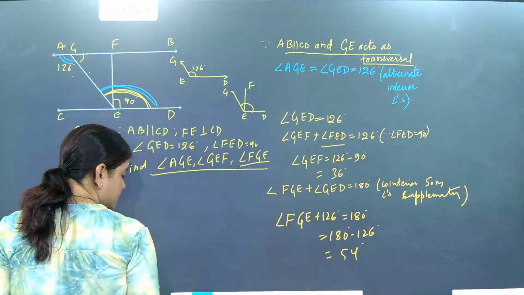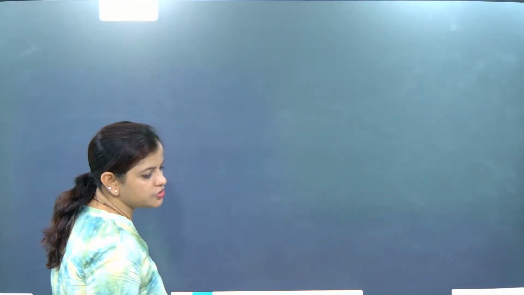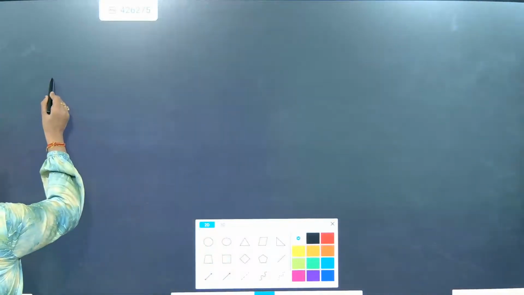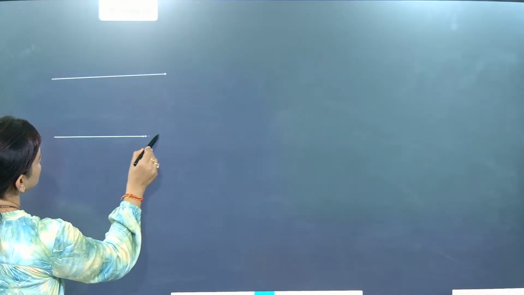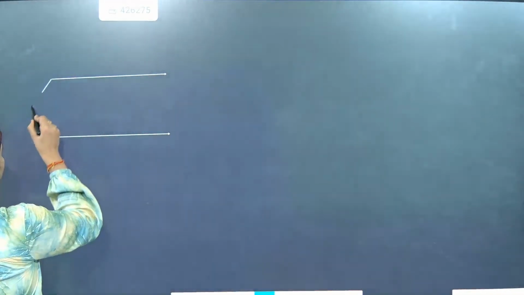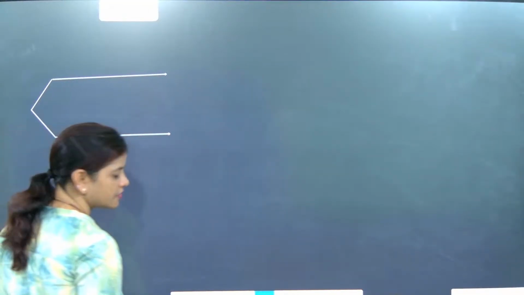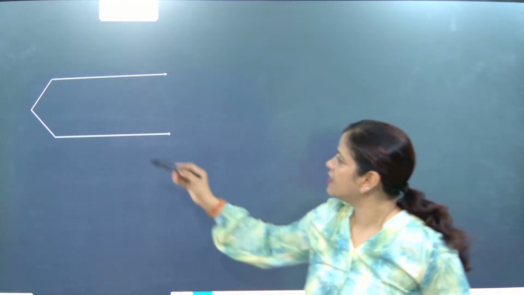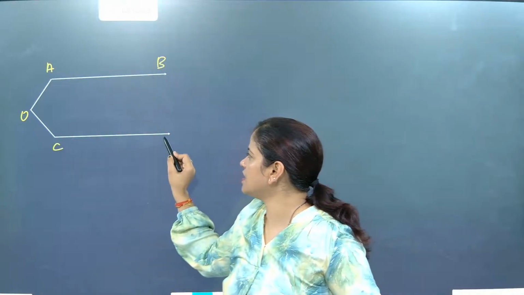The next question is this one. Now you need to draw this. First you need to draw this one. Now draw this part. Done. Now they're giving you A, B, C, D. This is O, this is A, this is B, this is C, and this is D.